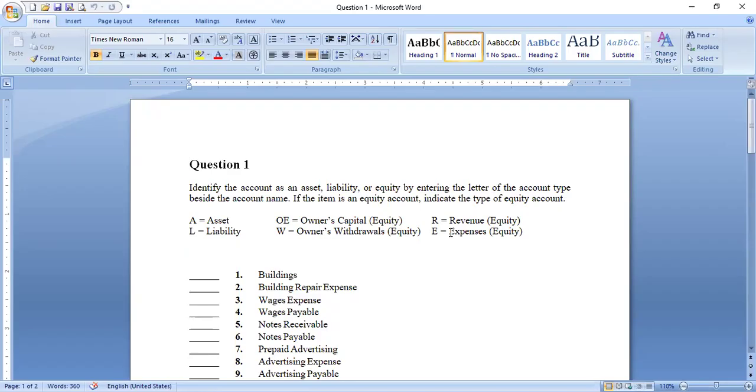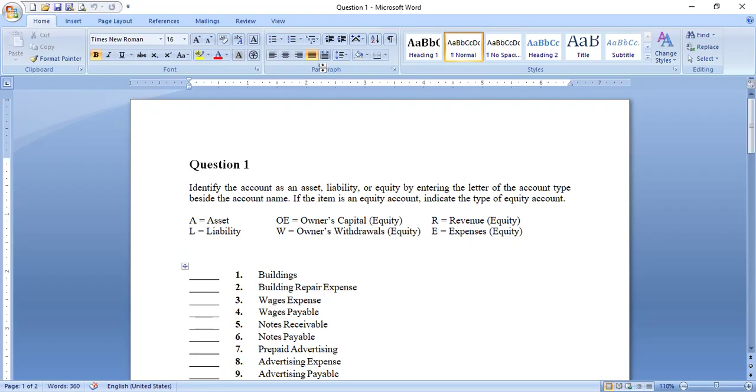Every time when you see expense, most likely it will be an expense account, unless it's a prepaid expense. If it says prepaid expense, then that account is an asset account. But everything that doesn't say that, which is pure expense, is an expense account. Every time when you see payable, liability account. So having that in mind, let's go.